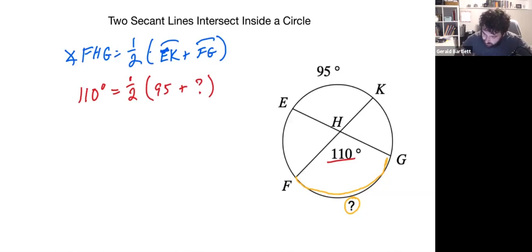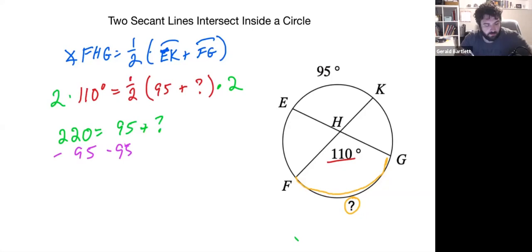Simple to solve out. We just multiply both sides by 2. And we get 220 equals 95 plus my unknown arc, which is FG. Finishing that off, I'm subtracting 95 from both sides. And I should get 220 minus 95 gives me 125 as my unknown, which is arc FG. If you're missing the angle, pretty simple to replicate. Just the angle would be your question mark and combine like terms.